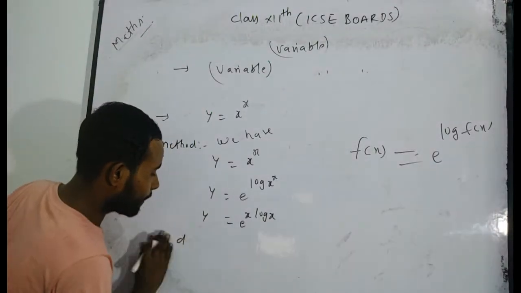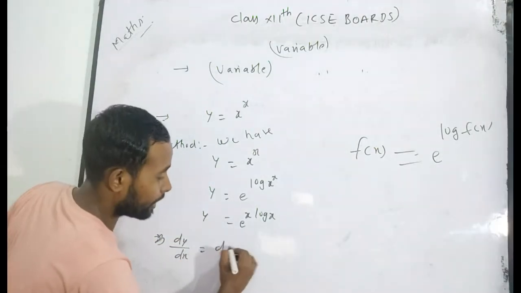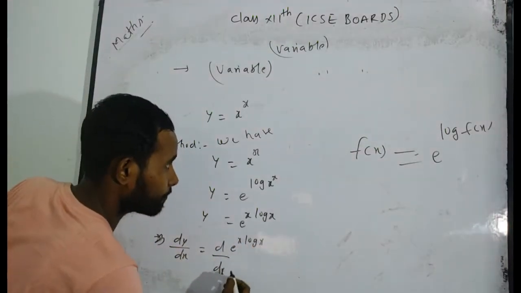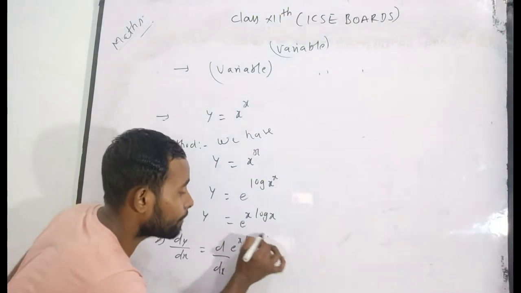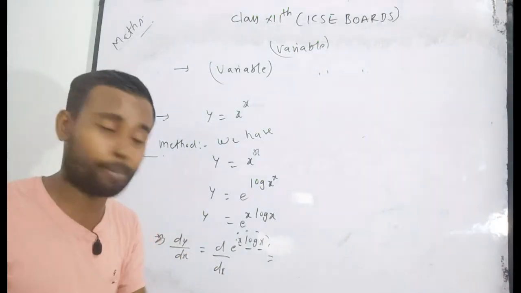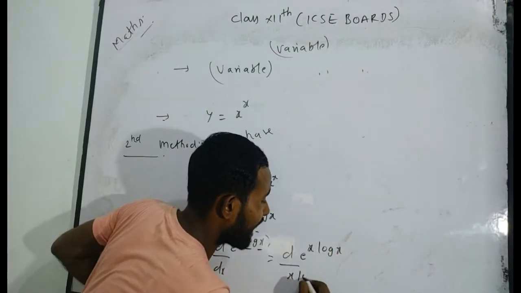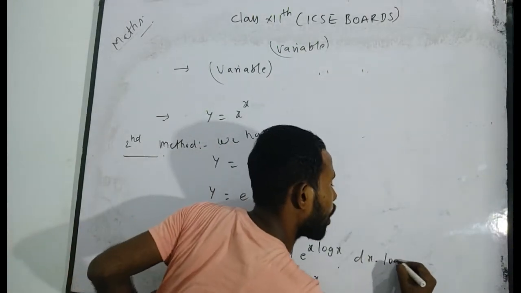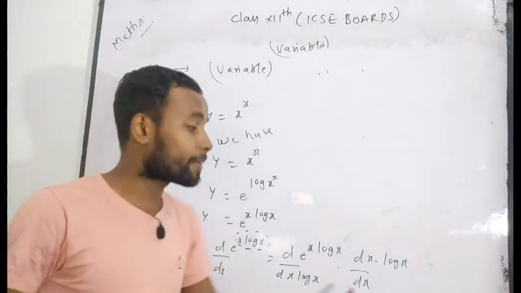Now you have to differentiate. Differentiating on both sides with respect to x, you will get dy/dx is equal to the derivative of e to the power x into log x. As you know, e to the power something is differentiated firstly with respect to something. So I want to differentiate e to the power x log x firstly with respect to x into log x, and then differentiate x into log x with respect to x.